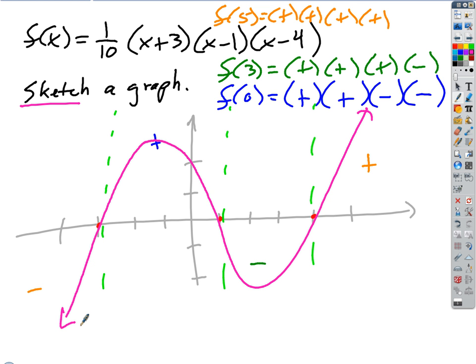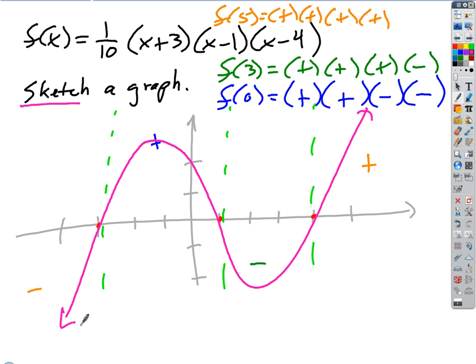So if it's a third degree polynomial, now based on the work we've already done on end behavior, what did you notice about all of the even functions, the end behavior? Like x squared or x to the 4th.